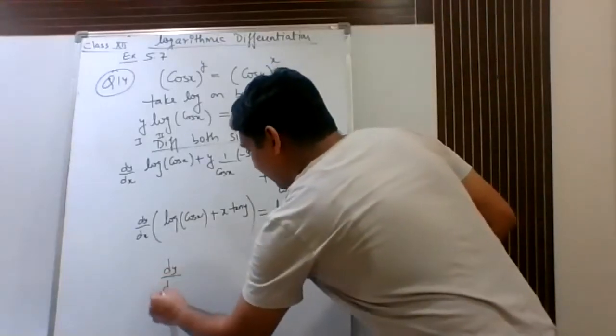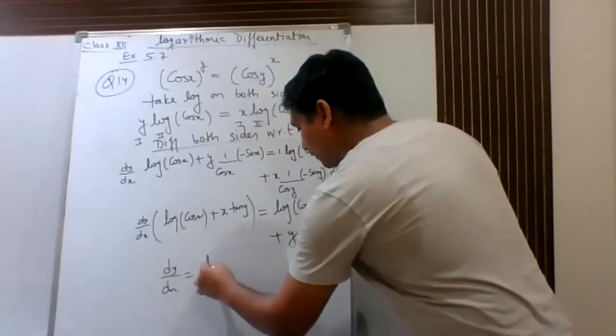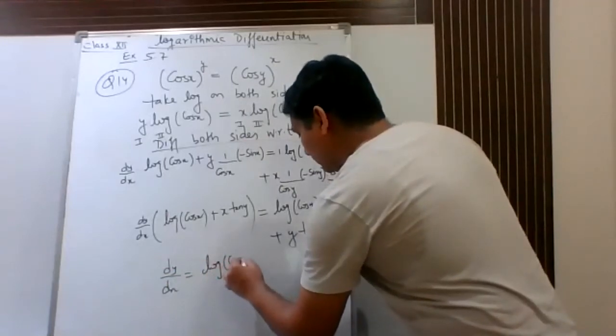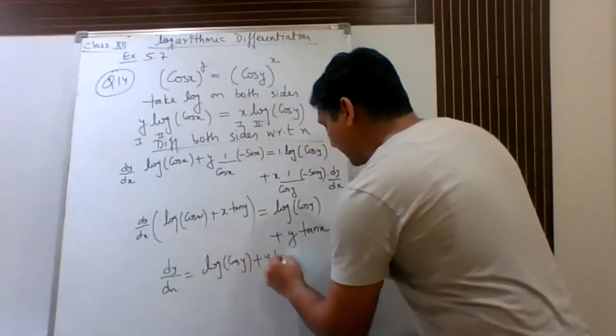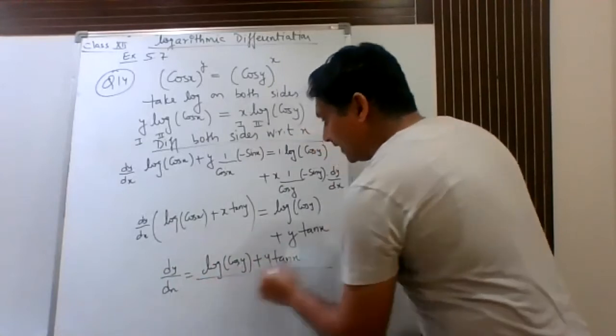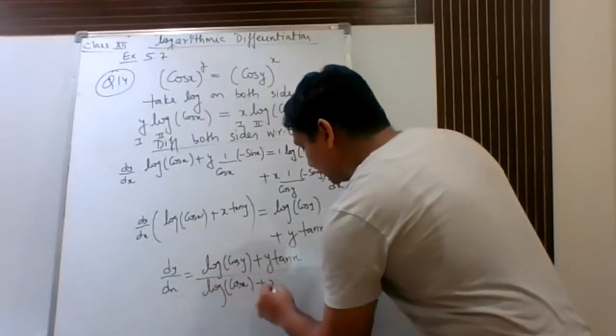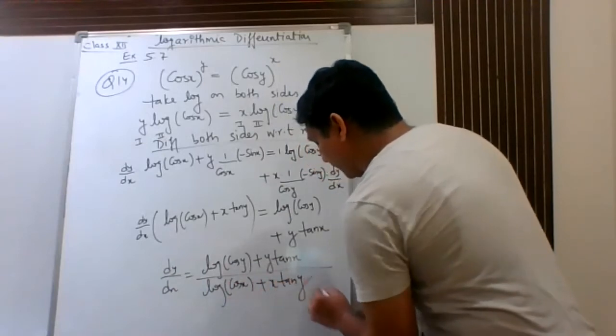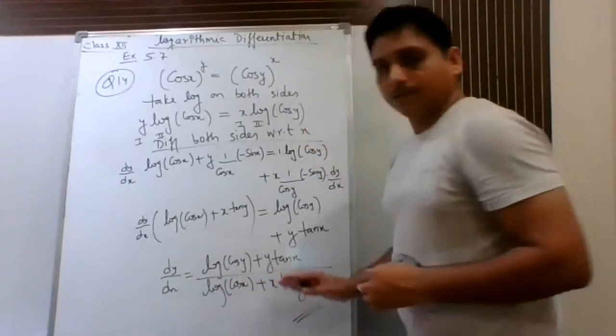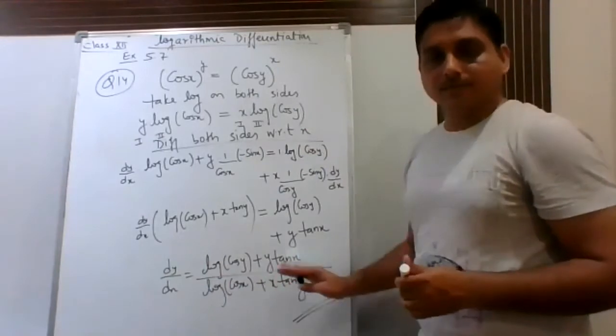So dy upon dx finally will be equal to log cos y plus y tan x divided by log cos x plus x tan y. So this is your final solution.